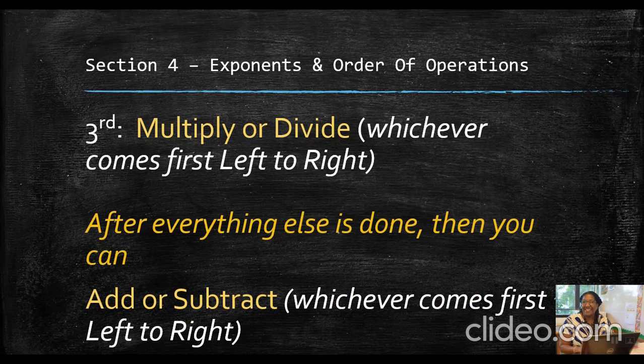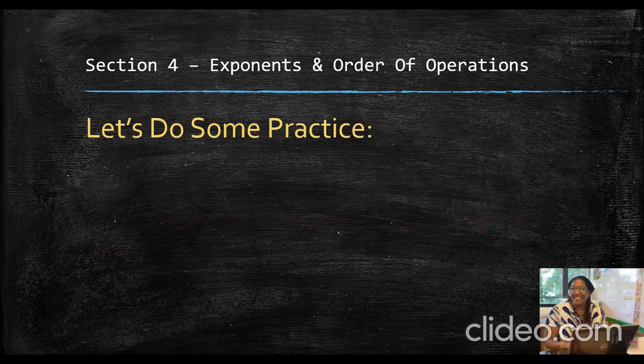You multiply or divide, do the division first if it's first, multiply first if that's first, and then after you've done everything else in the problem and all that's left is addition and subtraction, then you can add or subtract. Don't let your brain fool you and have you adding and subtracting too early in the process. It'll lead you to getting incorrect answers. Okay? So now let's do some practice.